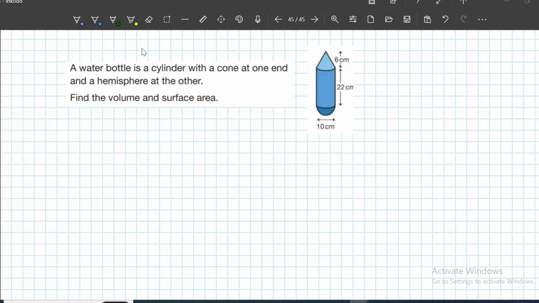So now we will find out the surface area. So we have three things. Again, the diameter is 10, so the radius is half of 10, that means 5 centimeter. So we will apply three formulas: surface area of hemisphere, which is equal to 2 pi r square, curved surface area of cylinder, which is equal to 2 pi r h, and lastly curved surface area of cone, which is equal to pi r l.